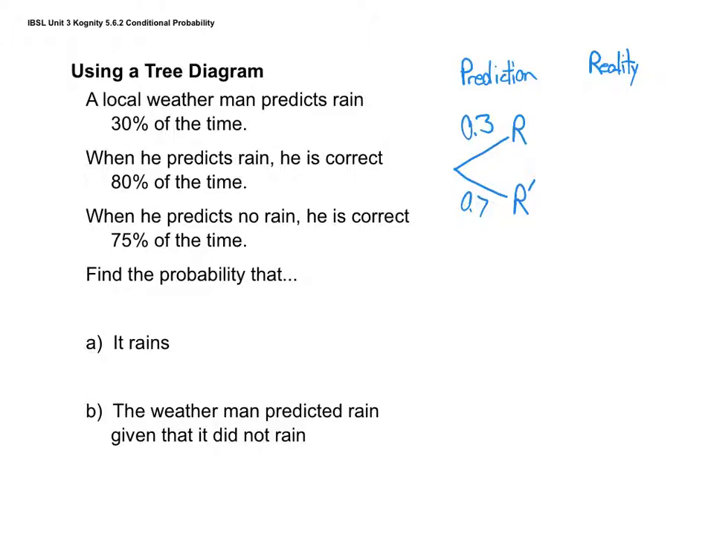Now, here's the reality. Regardless of what he predicts, it's still possible that it could rain in reality or not rain. So to use a different variable, we'll use W for wet. So it's going to be wet or it's not going to be wet in reality.